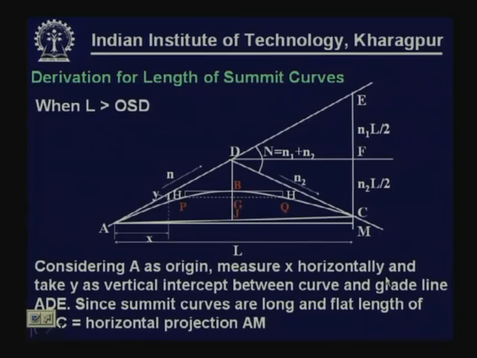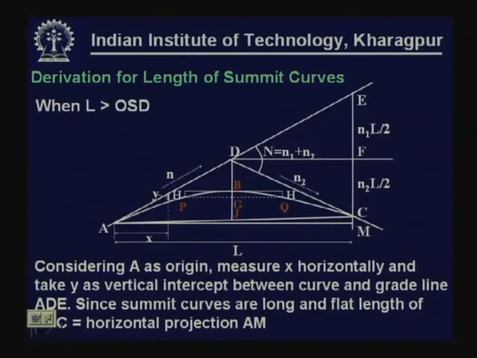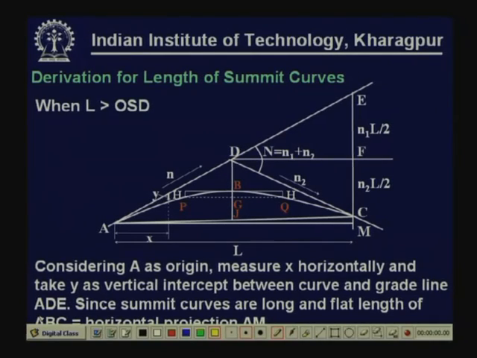Now, we have talked about the basis. We have given the formula that when length is more than side distance, length is less than side distance, what is happening, which formula may be used. But let us try to see the basis at least for one. Let us consider a case where length is greater than overtaking side distance. In this case, I have shown the curve, summit curve.